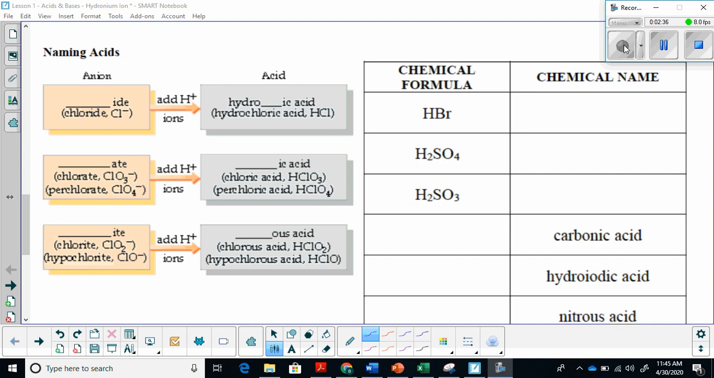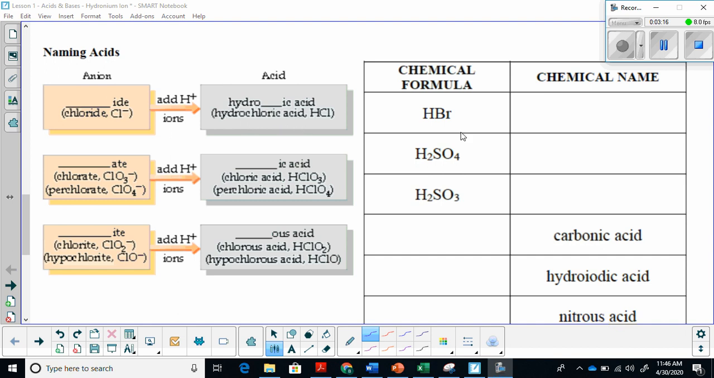Okay, so now we're going to move on to naming acids because we are going to be dealing with a lot of acid names in this unit, and I want us to be comfortable with naming and identifying what an acid is when it's named to us. The first type of acid name is when something ends in "ide." So for example, chloride. If it ends in "ide" and when it gets a hydrogen ion and turns into an acid, we will name it as hydro-blank-ic. So whatever the anion was, which was chloride, it's hydrochloric acid.